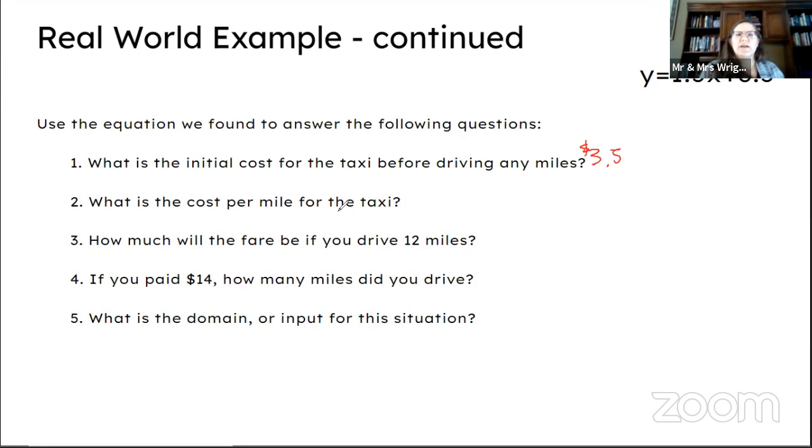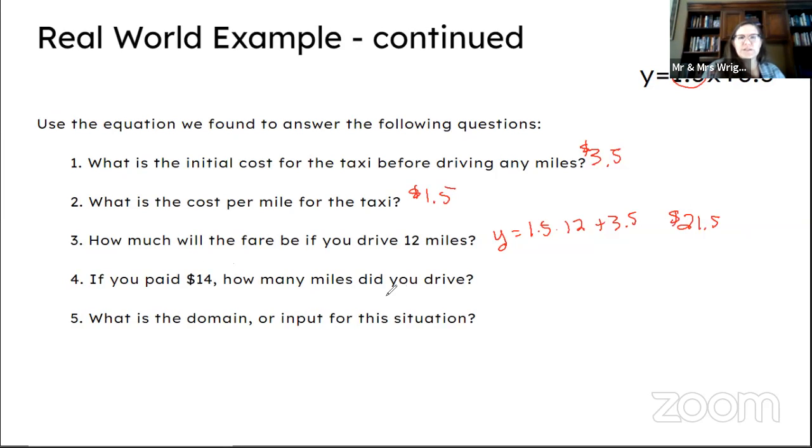What is the cost per mile for the taxi? Okay, well, that means what is the coefficient of the variable? So it's $1.50. How much will the fare be if you drive 12 miles? Well, you're going to plug this in, 1.5 times 12 plus 3.5. Then all you have to do is get out your calculator and plug it in, 1.5 times 12 plus 3.5. This is 21.5. So if we go 12 miles, it's going to cost us $21.50.